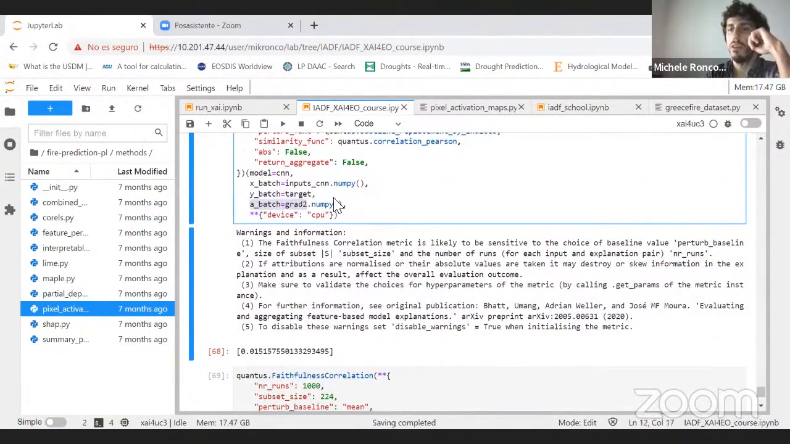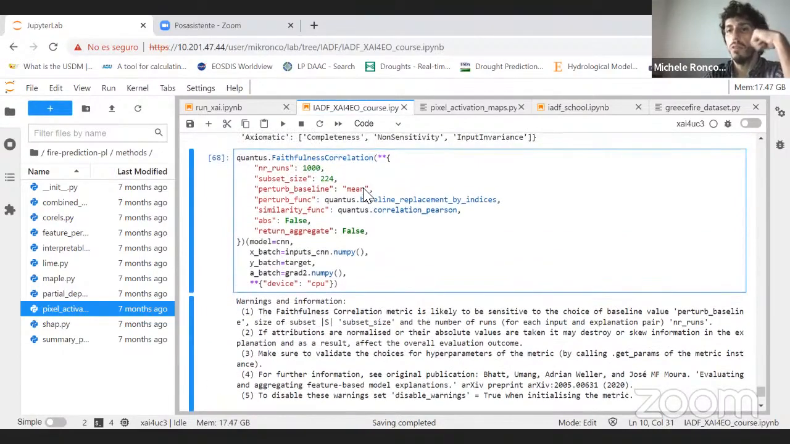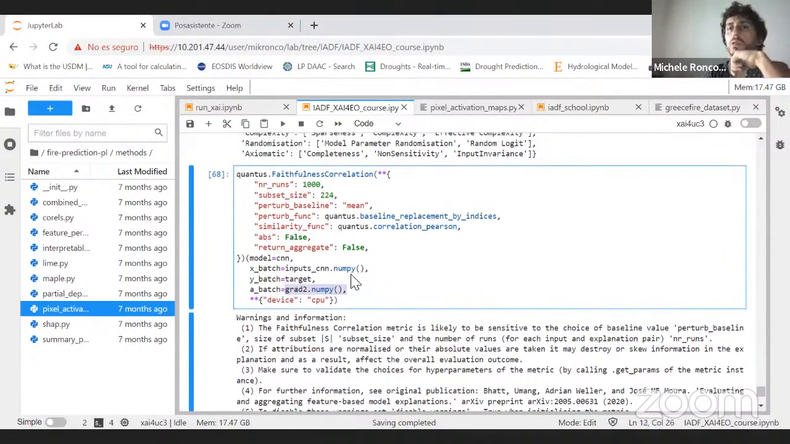we have to give to this matrix, of course, the activations, the feature importances, if you want, or the saliency map, however you want to call it, and the inputs. Because if you remember what you have to do, and the model as well, of course. So we have to give the model, the inputs, the target, and the activations. In this way, what it will do will be calculating the correlations between these activations and the output of the model when we perturb this input, and we'll do an average.